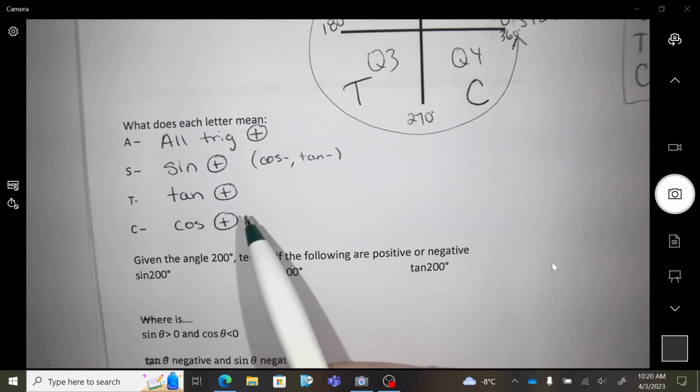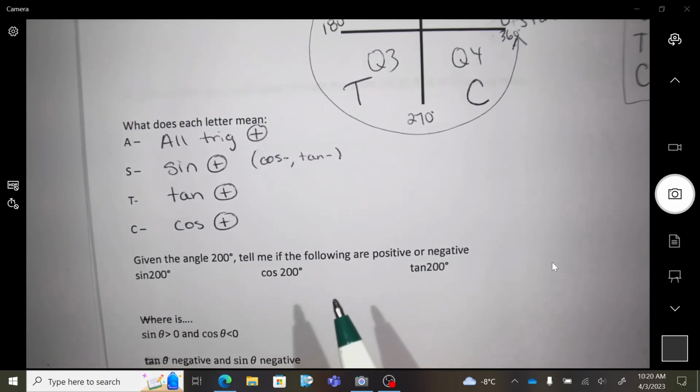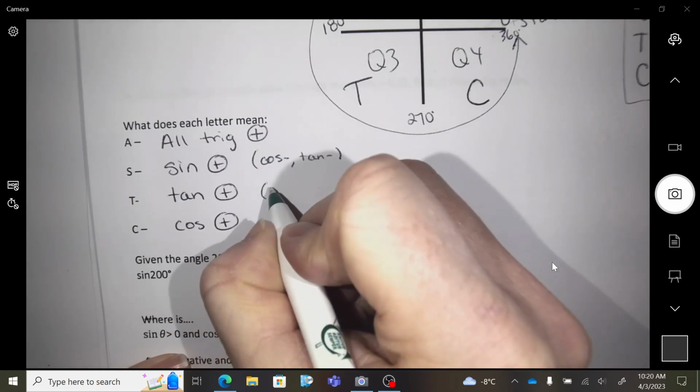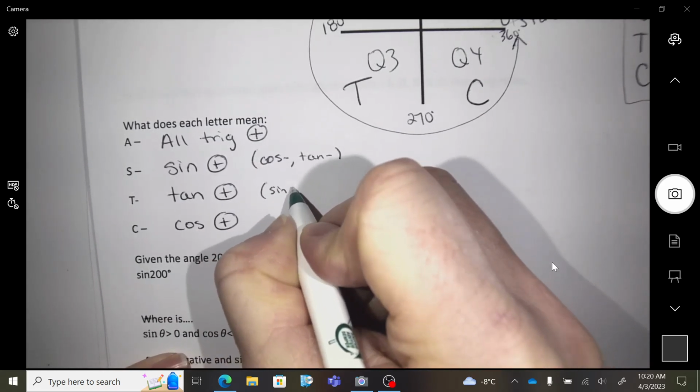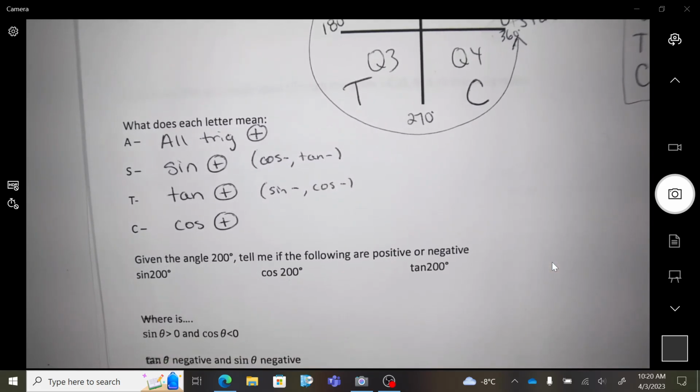So in quadrant 3, if I picked an angle there, tan of that angle would be positive, but what else? Sine of it would be negative, cos of it would be negative, right? That's what it would do.